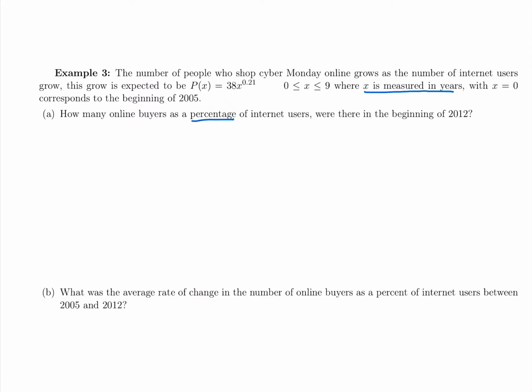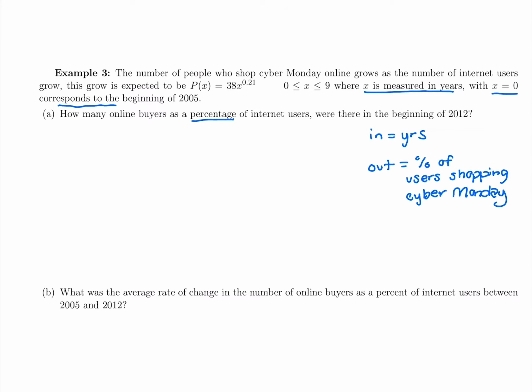So we are plugging in years, and we're getting out percent of users shopping Cyber Monday. And this is where X is 0 corresponds to the beginning of 2005.